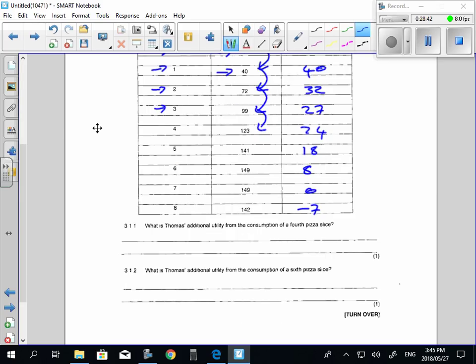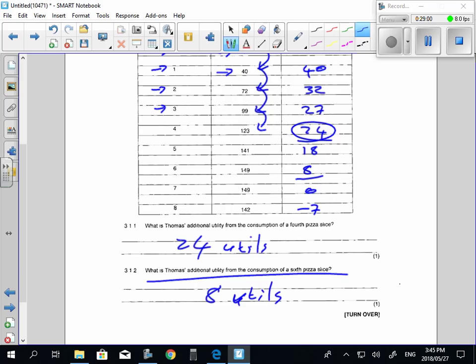What is the additional utility from the consumption of the 4th pizza slice? It is 24. Additional utility from the consumption of the 6th, only 8 utils. And you can actually say utils. Now remember, utils are the measurement for utility or satisfaction.